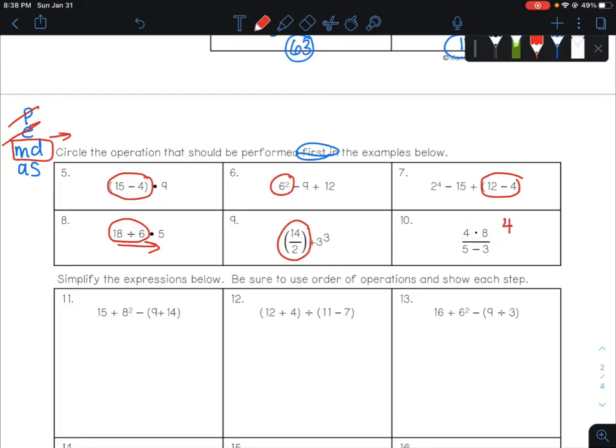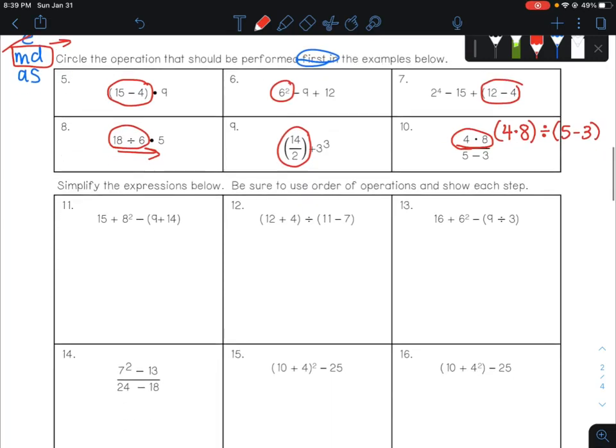If I were to write this out without the fraction line and put a division symbol, I would actually have to write it like this. So technically, there are parentheses here, and I'm going to say that we should do this top part first, or else we cannot continue on with the problem. So that's a tricky one.